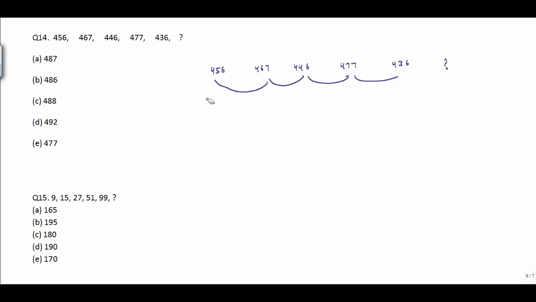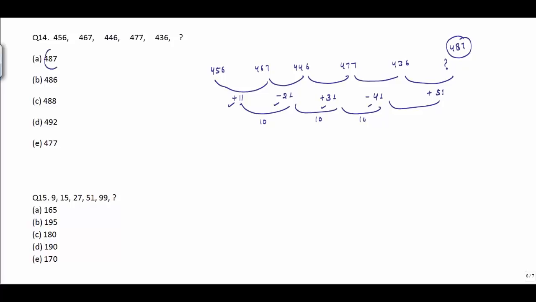Let us find the difference. 67 minus 56 is 11. So positive 11, then negative of 21. Here positive of 31, and here negative of 41. So plus minus 11, 21, 31, 41. The difference between 11 and 21 is 10. Here again 10. So likewise here it should be 51, plus minus plus. So 436 plus 51 would be equal to 487. Hence this is the missing term, which makes option A the correct choice.